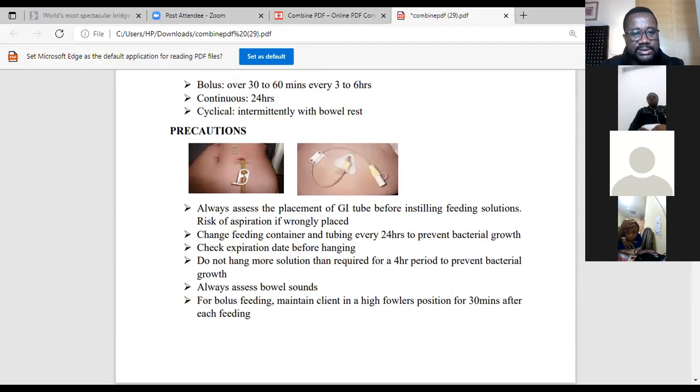This is the PEG tube here. It's inserted, you can see here. This is how it looks. It's on your abdomen, and the feeding goes inside. You have to take care of the stomach side, clean it with normal saline.